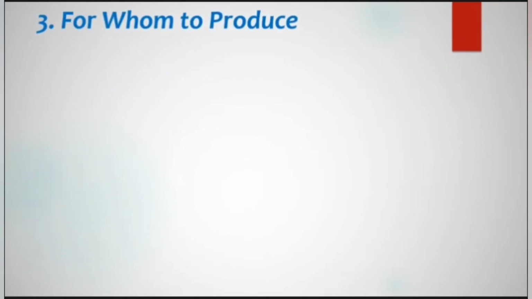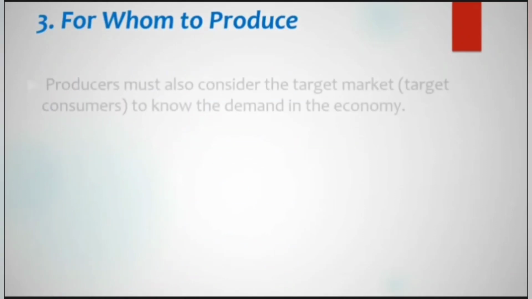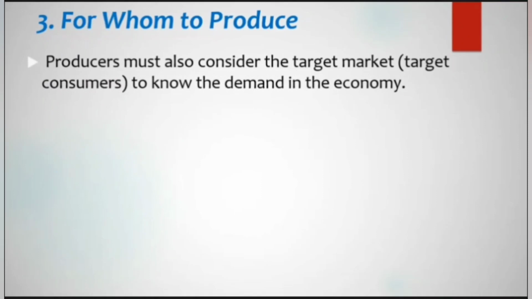Next, for whom to produce. Producers must also consider the target market to know the demand in the economy. In a free market like in the Philippines, goods are provided for those with the ability to pay. Kung anong market ang may kakayahan na bumili, sila ang prioridad ng mga producer sa paglikha ng mga produkto at serbisyo.